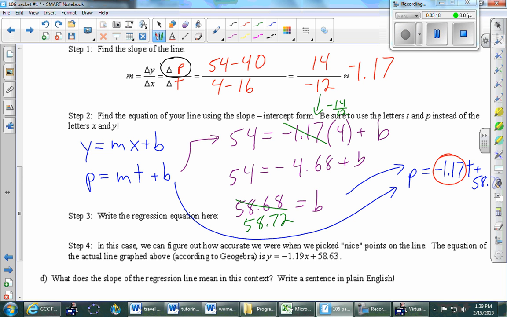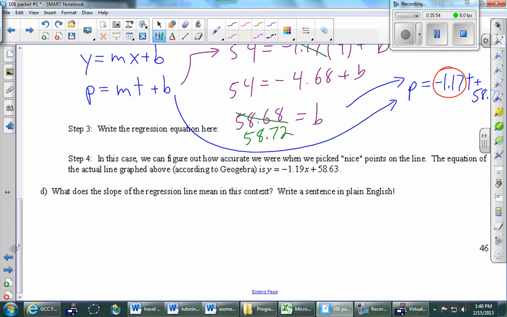Change in P. What were the units in P? 54 what? 40 what? Percent, right? 54%, 40%. These are percentages upstairs. Downstairs, change in T. What are the units for T? It is years. It's time measured in years. So that negative 1.17 is negative 1.17% per year. Okay, that's starting to get me towards what that number actually means.